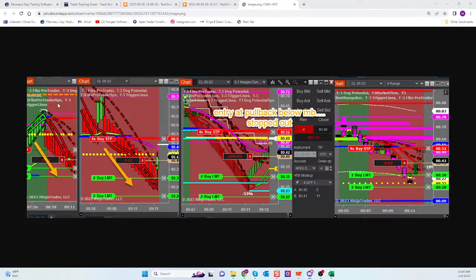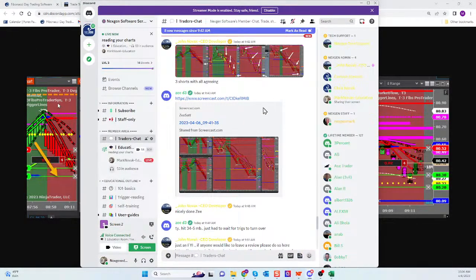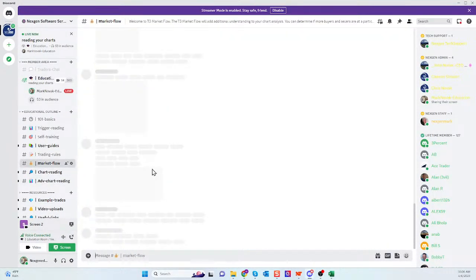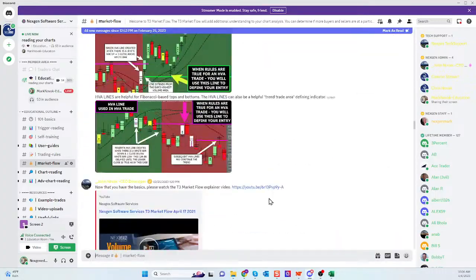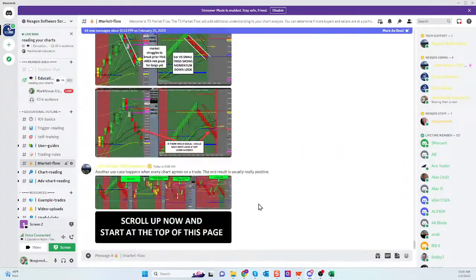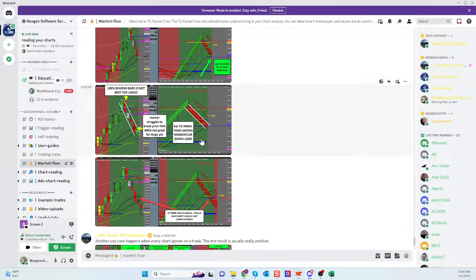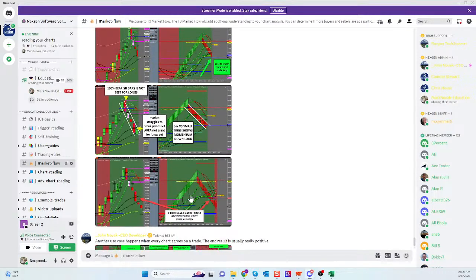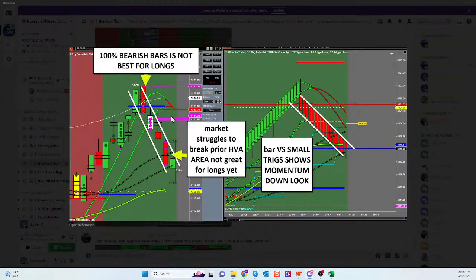Let's see if I can find it for you guys. And John's always adding stuff in this room. Under market flow, I think his most recent page or post. Let me scroll down. Sorry. He's talking about using the market flow chart and getting that information from those outer bands. And it just helped a little bit.